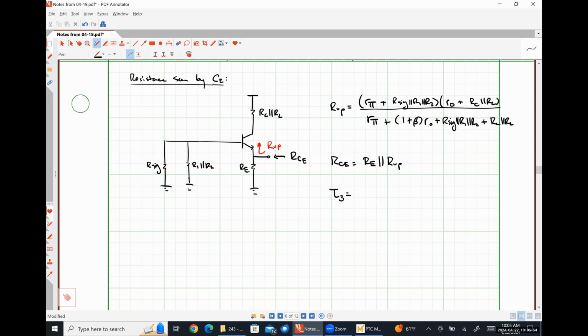and tau 3 would simply be RCE, excuse me, times CE. So to complete this method, since we only have the 3 capacitances, we found the 3 resistances seen by each capacitance. We would simply take the inverse of each time constant, add them together, and that would give us an approximation for where our midband begins.